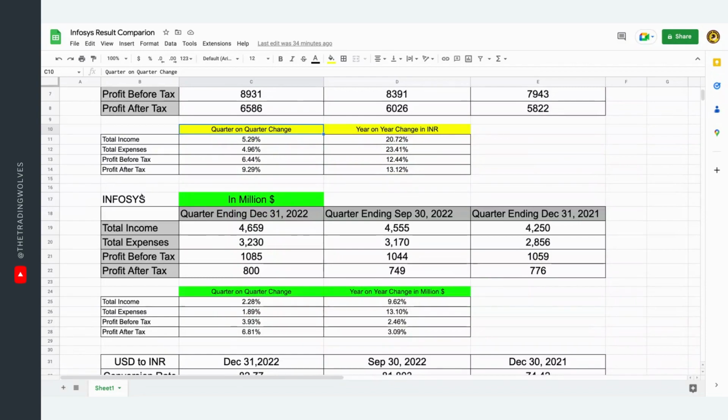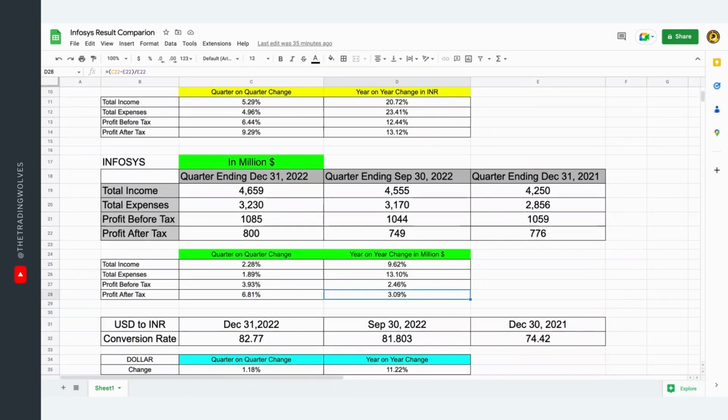However, let's look at how the growth of Infosys has been in million dollars. And again, these numbers I have populated from the official financial results which Infosys has published on the BSE and the NSE website. So if you look at this table, you would see a very different picture here. Let's look at profit after tax. On a quarter on quarter basis, the profit has had a growth of 6.81%. However, on a year on year basis, in US dollars, the growth has been from 776 to 800, which is 3.09% of growth.